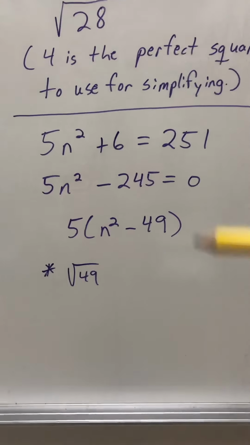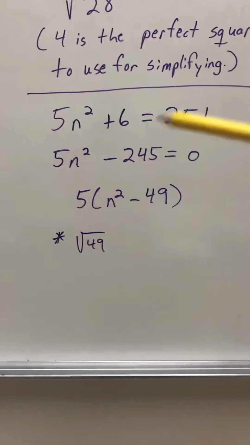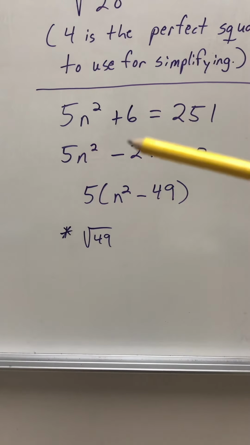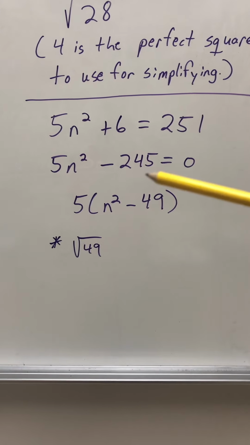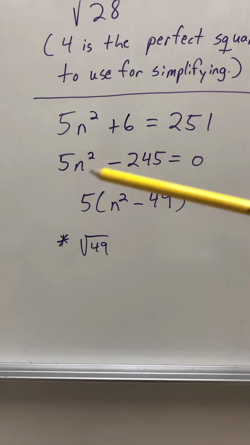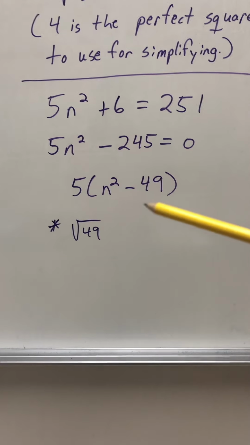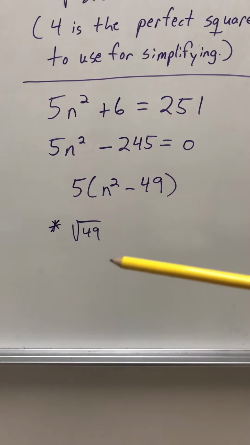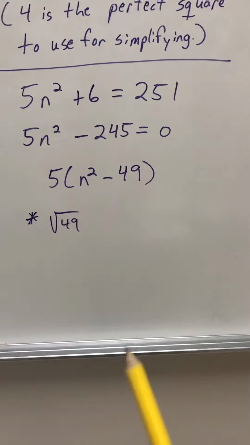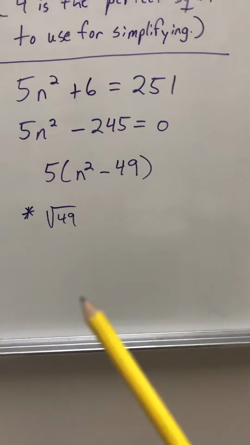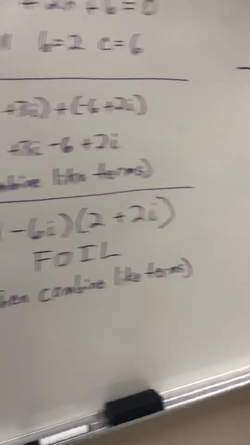When you get to this problem, you're supposed to solve by square rooting. So you have to first get rid of this 251 on this side. So you are going to subtract 251 from both sides. So you end up with 5n squared minus 245 equals 0. You factor out the 5. And so my hint for you here is, the square root of 49. Or what two numbers, the same number, can you multiply in order to get 49? Okay, that's going to be your answer for that one.